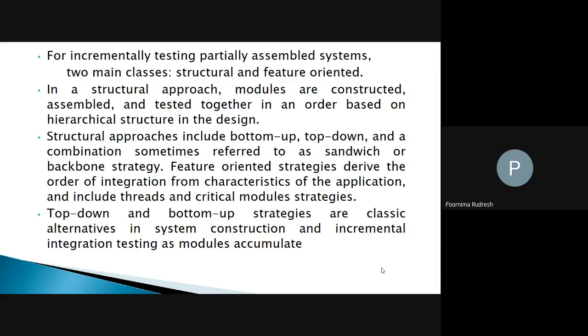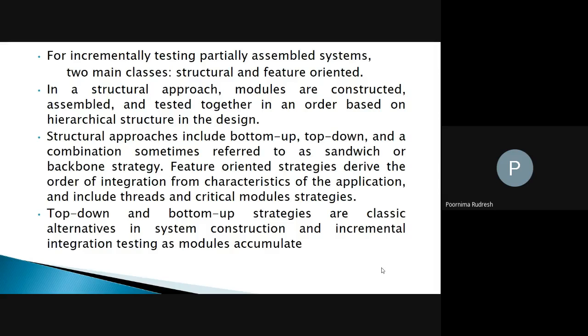Next, we are talking about the structural approach, right? The structural approach also includes bottom up or top down, and also the combination of these two. The combination of these two is called a sandwiched approach or the backbone approach. Understood? So structural approaches include the top down approach or the bottom up approach, and also the combination. Sometimes we'll also use the combination of these two, and that is called a sandwiched approach or the backbone approach. Okay, so this is about the structural approach.